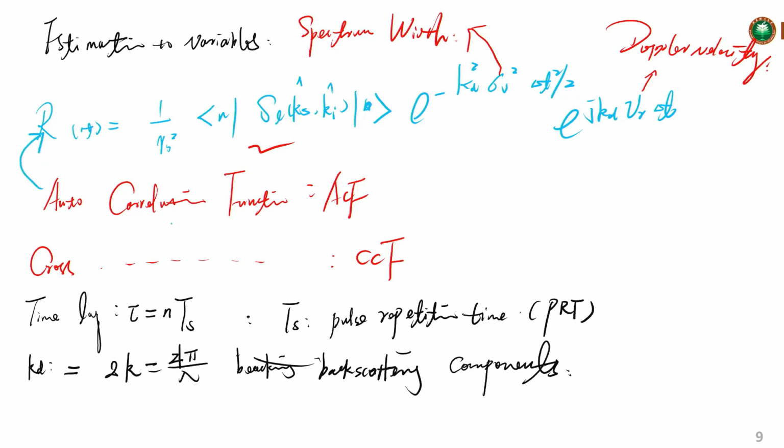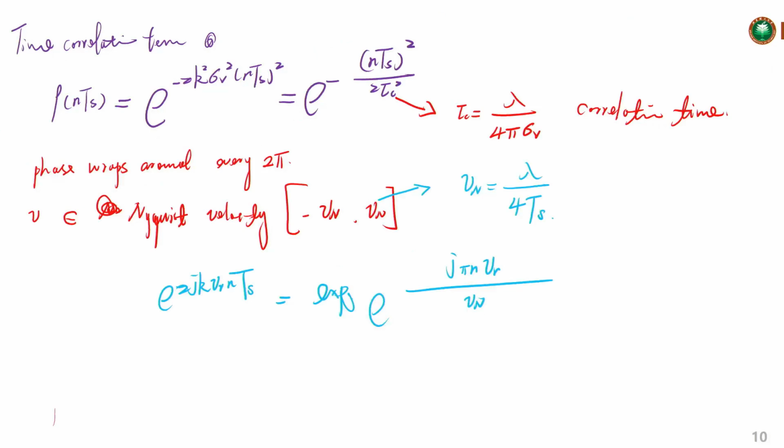So for the autocorrelation function, the expressions here. Now if we want to do the estimation on this function, we can get its expressions for the ACF and further for the CCF.